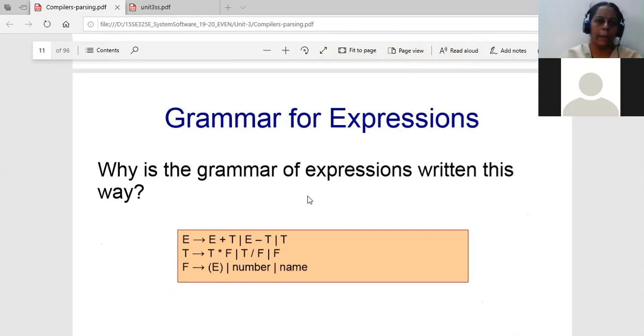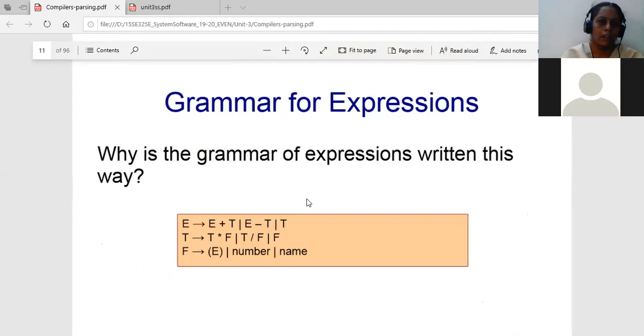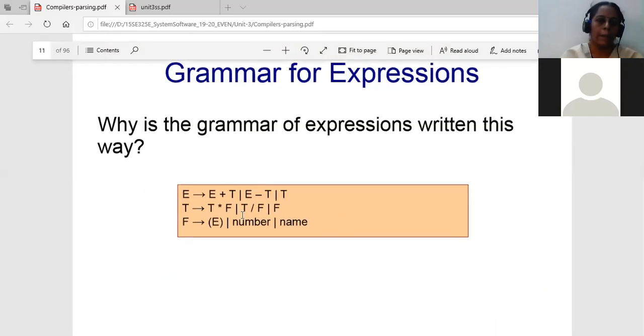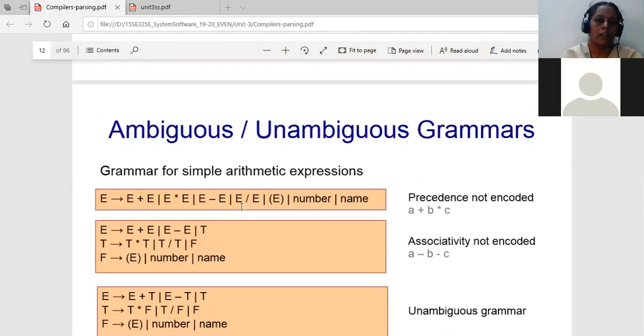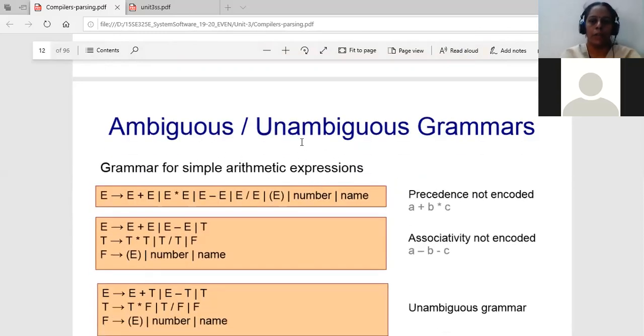And then we need to write the grammar for the expressions. So this is a simple sample grammar which is given here. In grammar itself, we have two types: ambiguous grammar and unambiguous grammar.